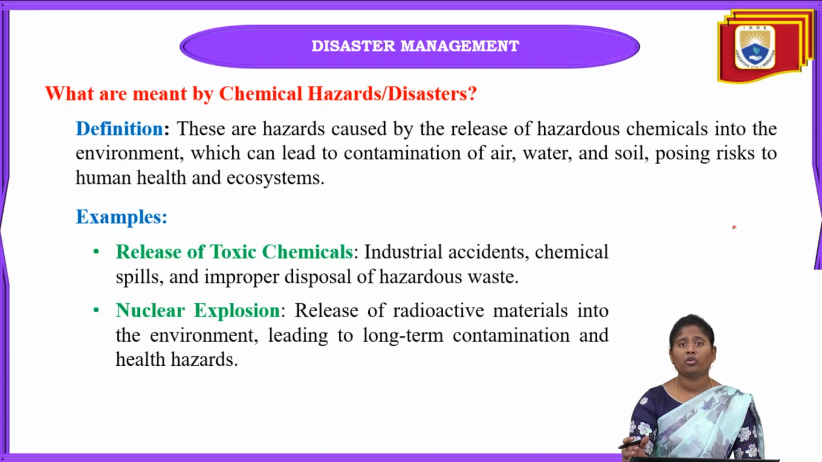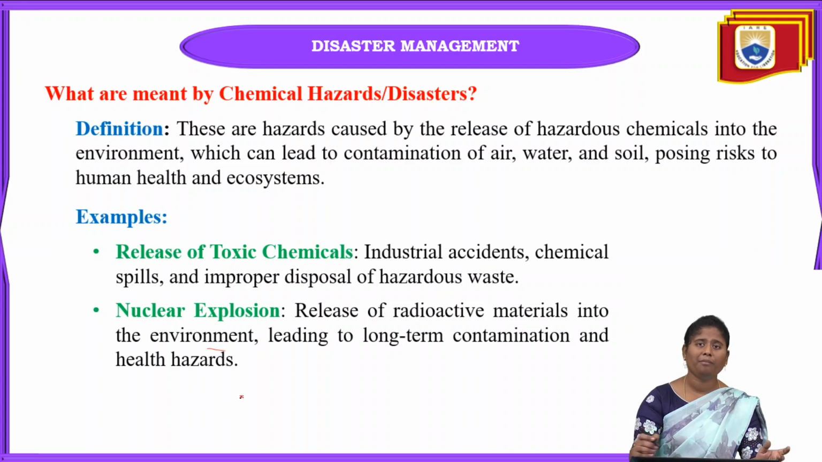An example of this is the release of toxic chemicals from industrial waste. Carbon dioxide and sulfur dioxide, when released into the air, may cause airborne diseases, like respiratory problems. Also chemical spills or improper disposal of hazardous waste all come under chemical disasters. And next one is nuclear explosion. In a nuclear explosion, when radioactive materials are released into the environment, that leads to contamination of the air and also to health hazards.